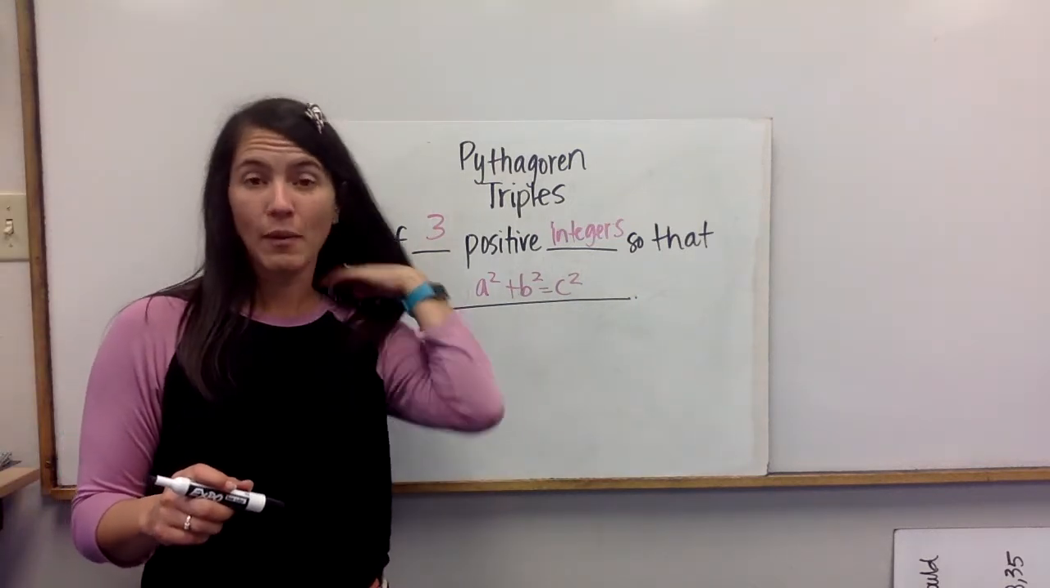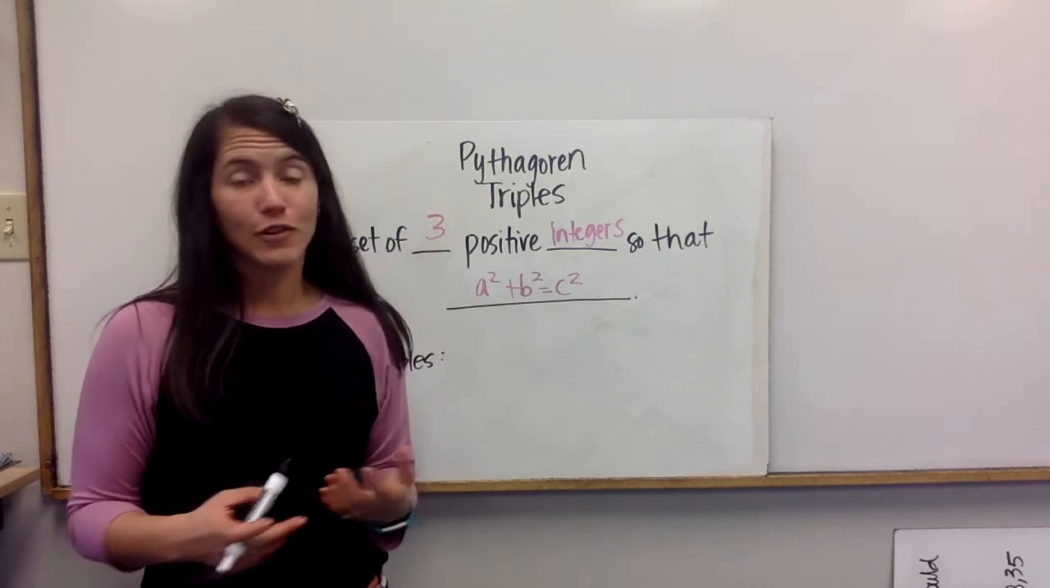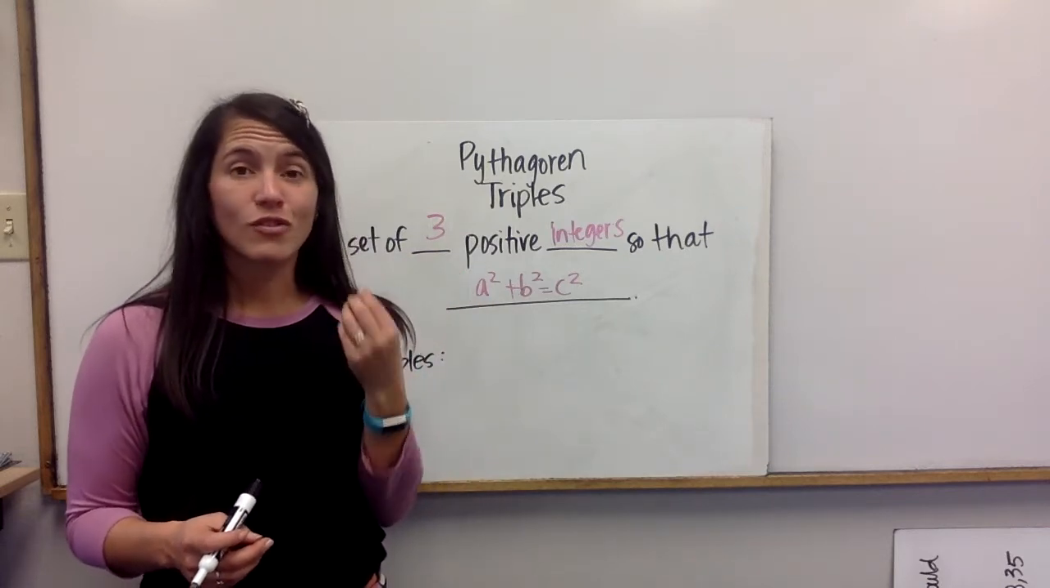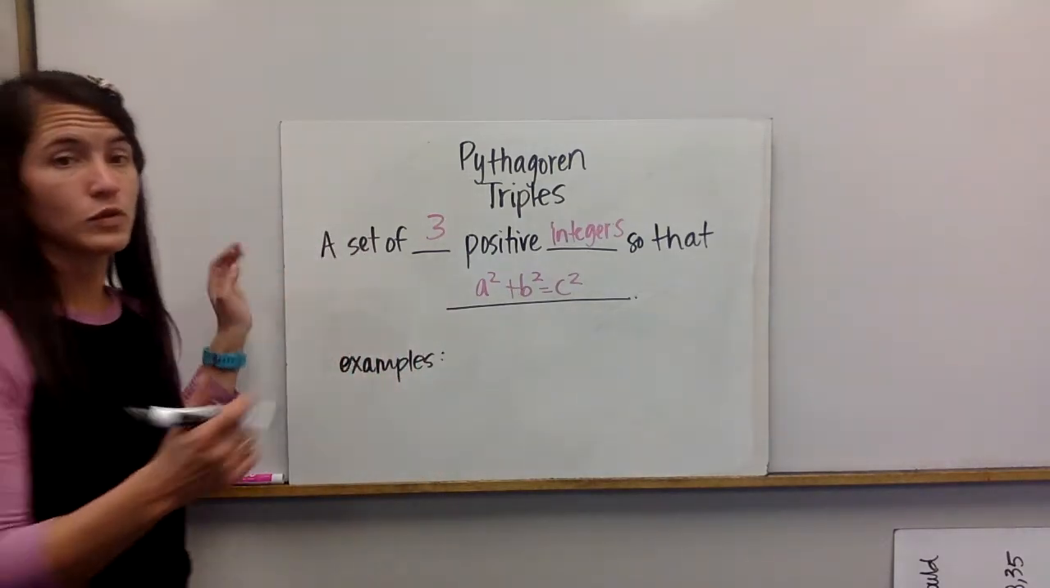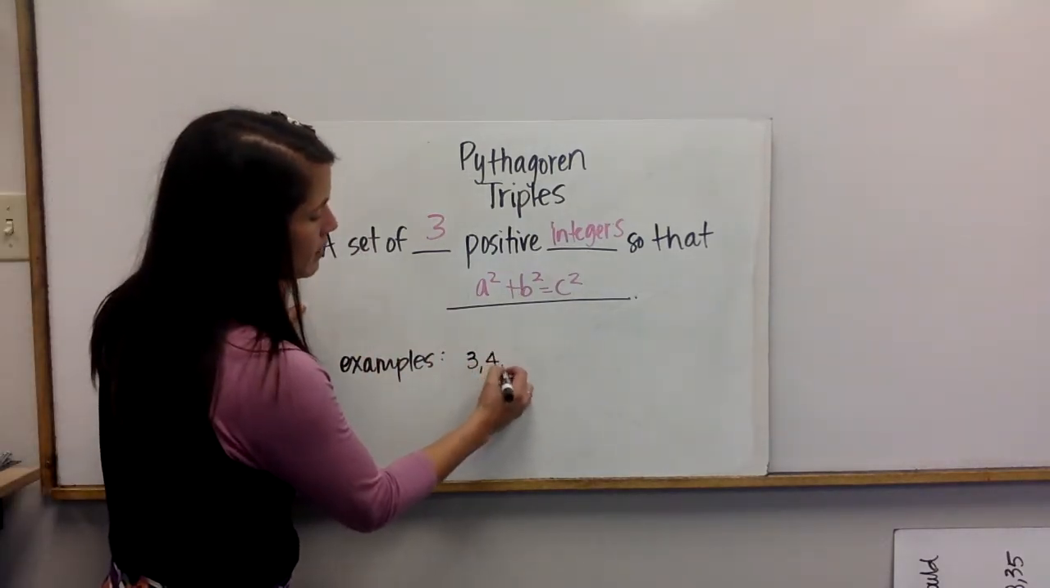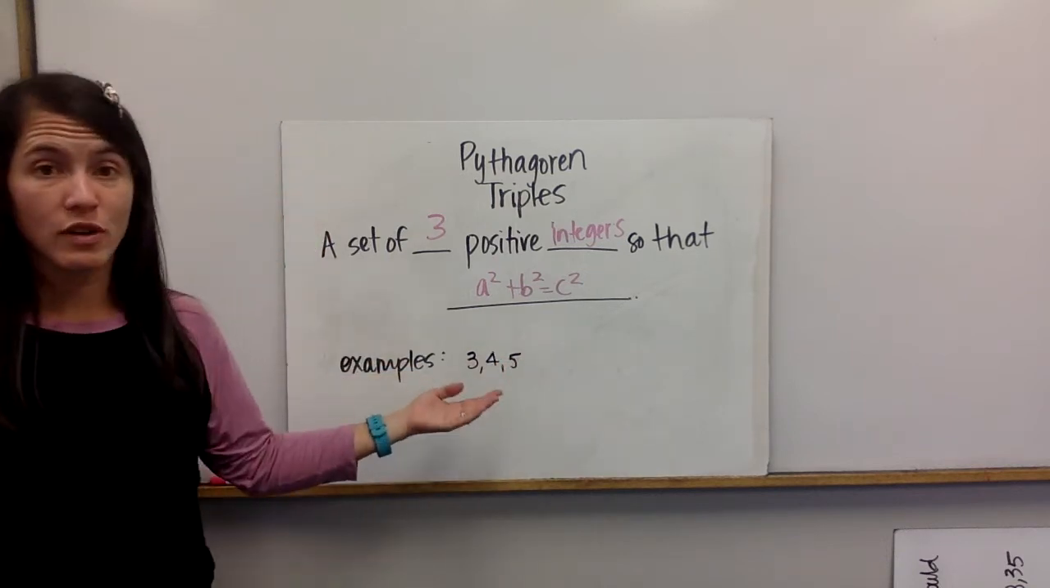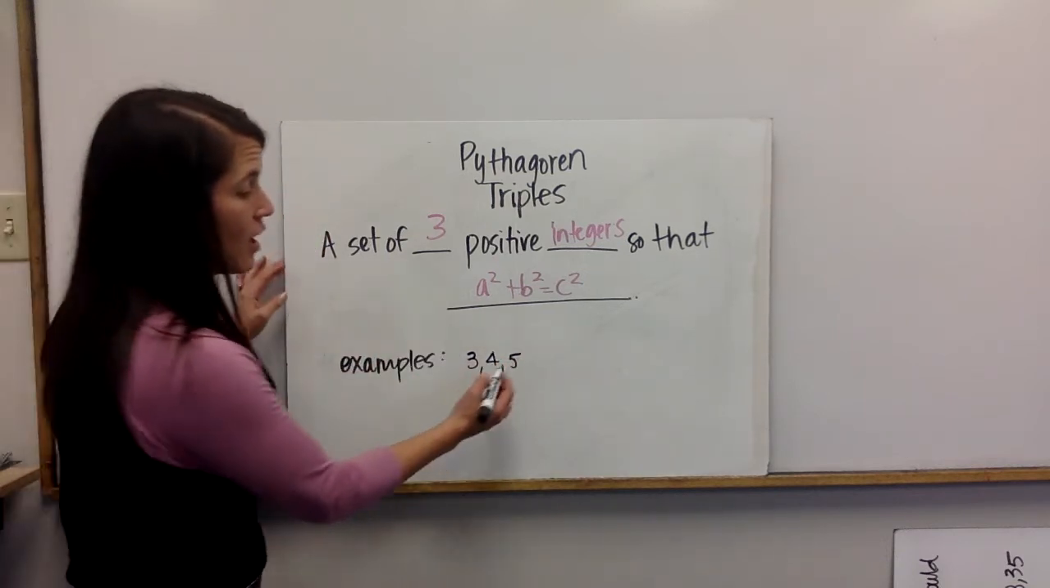Earlier we did an example that came out with a decimal. That's not considered a Pythagorean triple because it had a decimal. So these are 3 integers that satisfy the Pythagorean theorem. For an example, a very common Pythagorean triple is 3, 4, 5. That's not the only one, but that's a very common one.